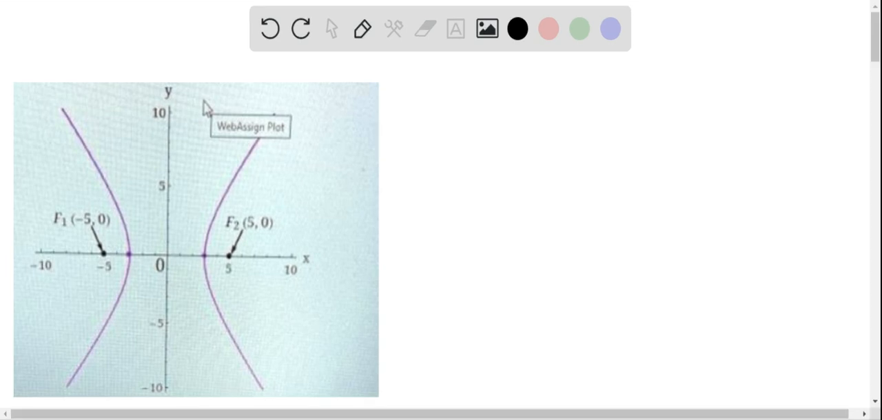Here we write the equation of the hyperbola given the graph of the hyperbola. From the graph of the hyperbola, we see that the transverse axis lies on the x-axis. This basically is the transverse axis.